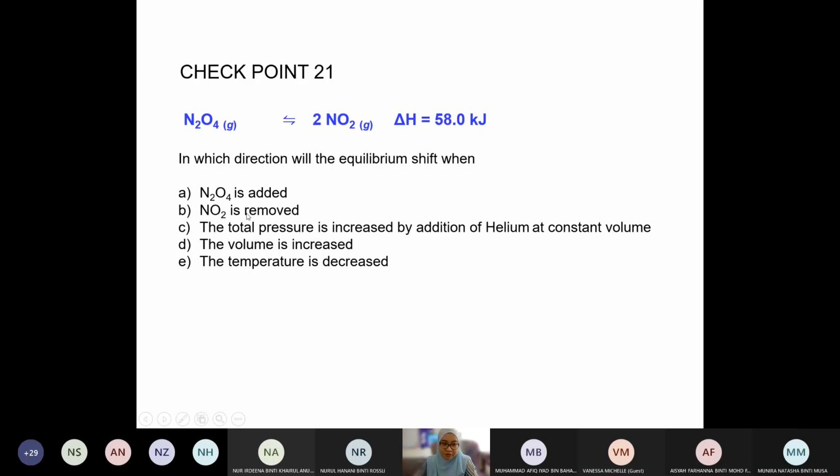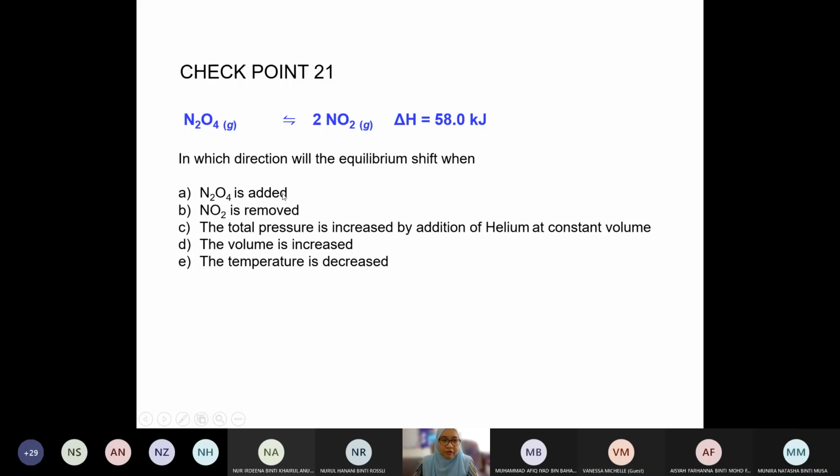Okay. NO2 is removed, to the right. And then how about the rest? To the right. To the right lagi? Right. To the right. Tiga. Okay, alright, good. To the right because this one is removed.